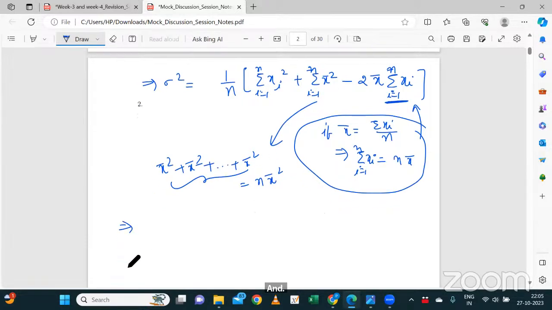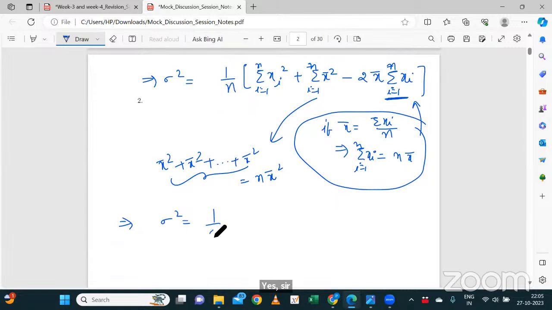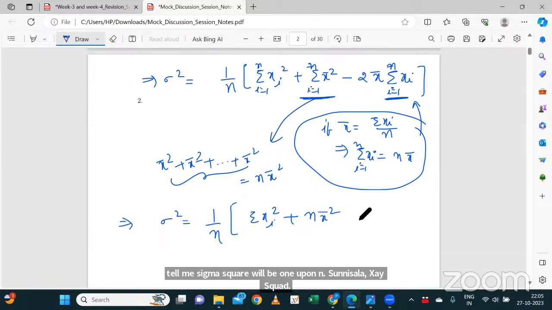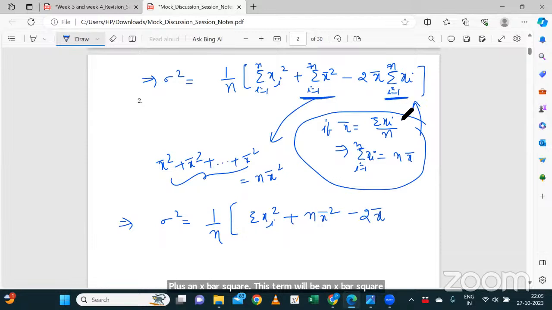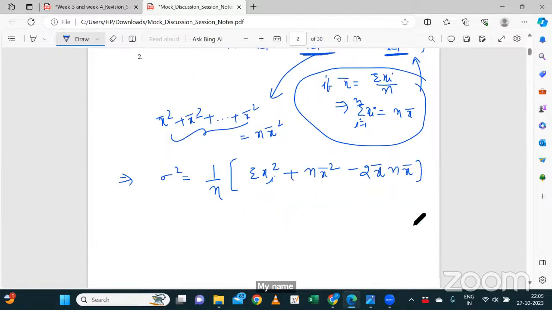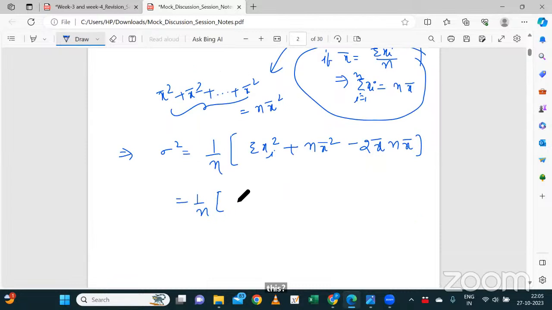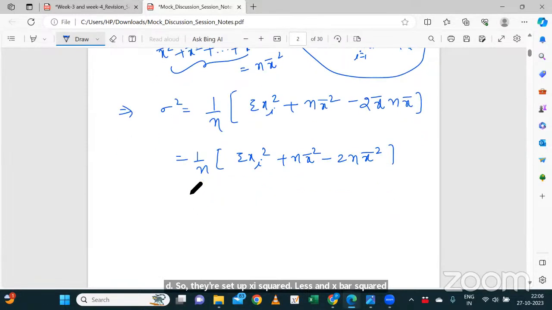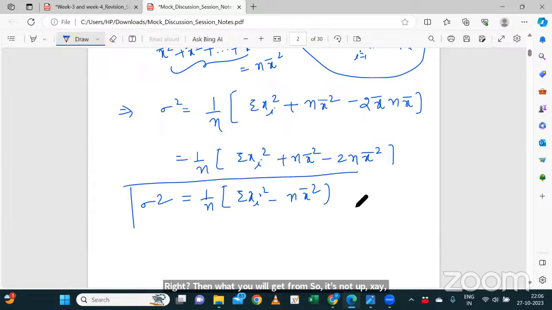Sigma square will be 1 upon n times summation of xi square plus n x bar square minus 2 x bar times n x bar, which is 2n x bar square. Then what do you get? Summation of xi square minus n x bar square, all divided by n. That's another form of your population variance.